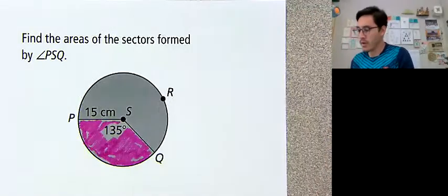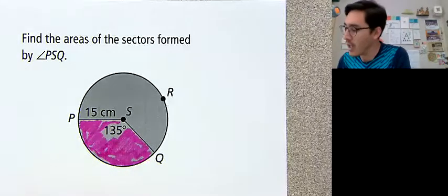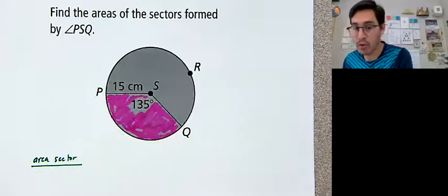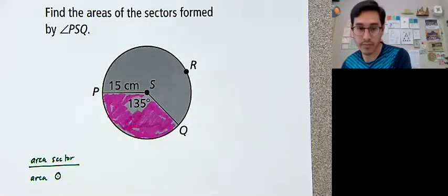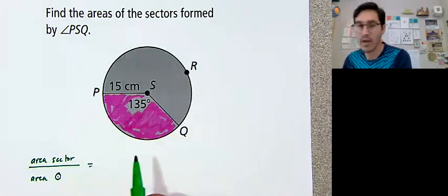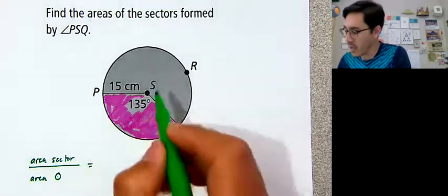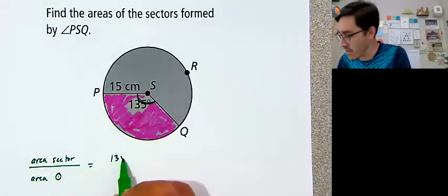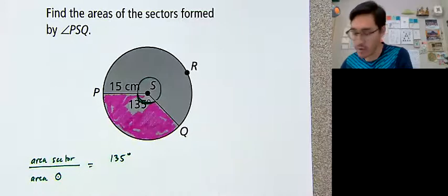Okay. So the area of a sector is a portion of the total area of the circle. So let's say area of the sector is a portion or fraction of the area of the whole circle. I'm just using the symbol of a circle. But these sectors are associated with some central angle. And so we can look at the central angle of that pink sector, which is 135 degrees, as a portion of the entire central angle we could make, which is 360 degrees.